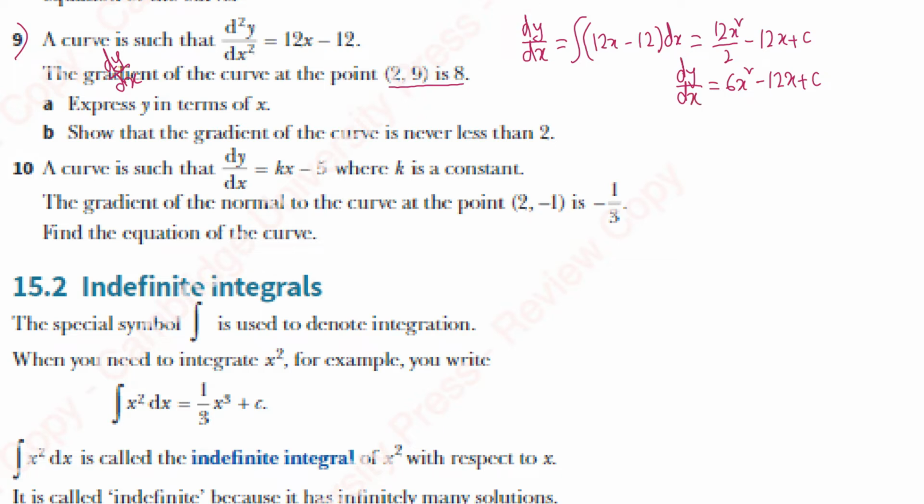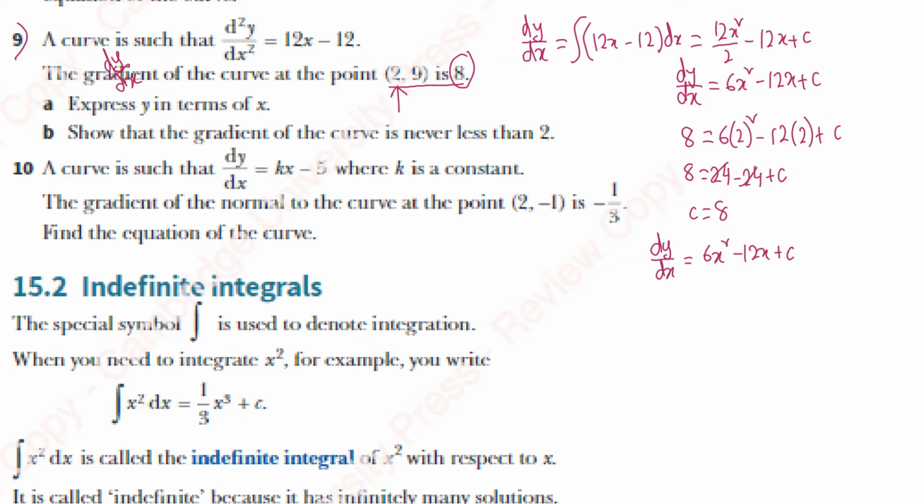It is given that the gradient at x = 2 is 8. So 8 = dy/dx at the point x = 2: 6 into 2 squared minus 12 into 2 plus c. So you get 6 into 4, 24, minus 24 plus c. So you can cancel those, and we get c = 8. So our expression of the gradient, dy/dx, is 6x² - 12x + 8.